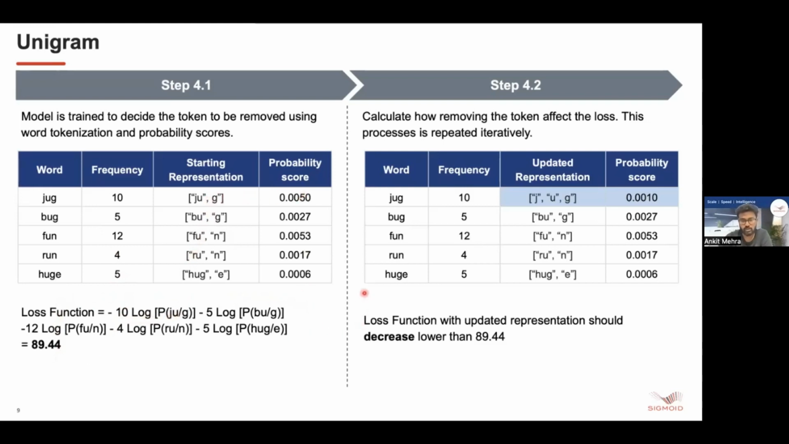After this, we iteratively remove the tokens and recalculate the loss values. For example, if we remove JU, then we'll have to represent jug as J and UG, and we'll have to use the updated probability score of 0.001 instead of 0.005. After doing this, we saw that the loss function decreased from 89.44 to a lower value, which means there is an improvement and we can remove JU. This process is carried out iteratively till we reach the best loss function value.